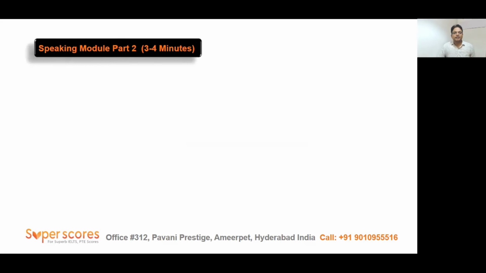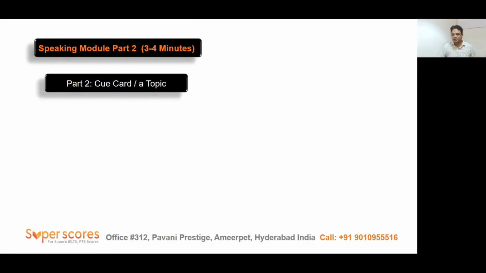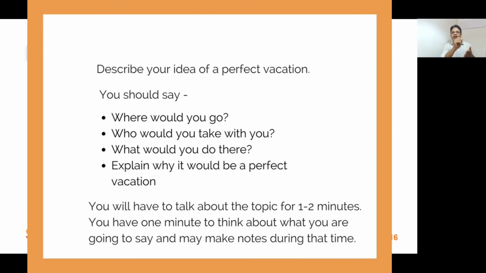The second part is also called Q card part, wherein you get a topic on the paper, a main topic, something like this. What was your last holiday tour, or where did you go last time for the vacation? This is the topic that's given to you on the paper. It is written, and the sub questions can be: whom did you go with? How did you enjoy the vacation?